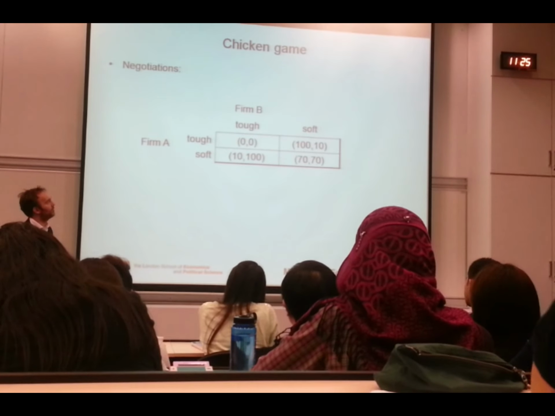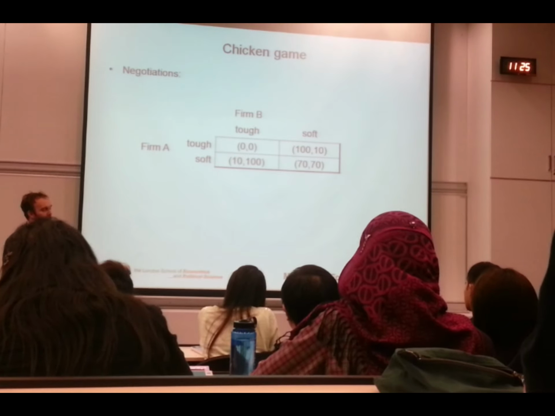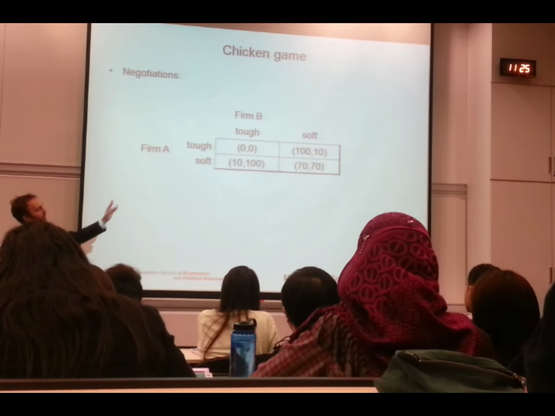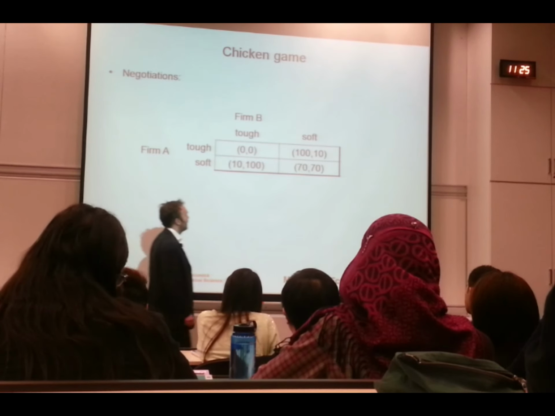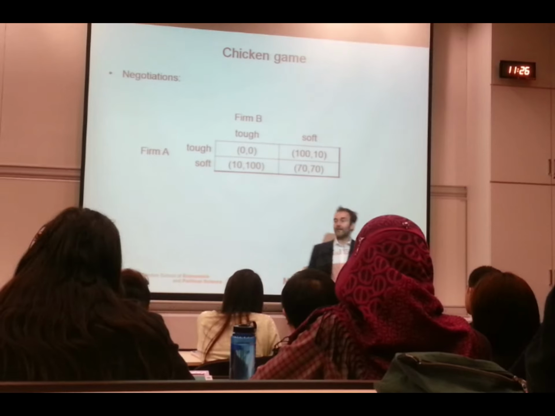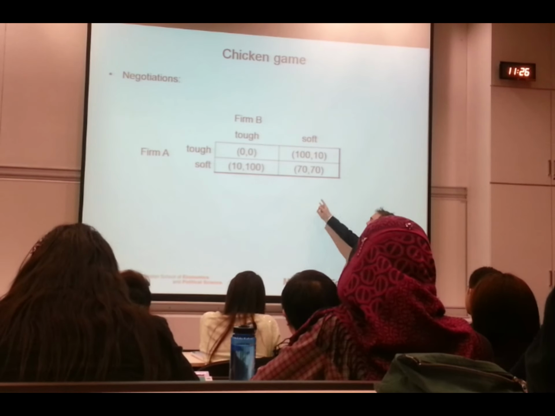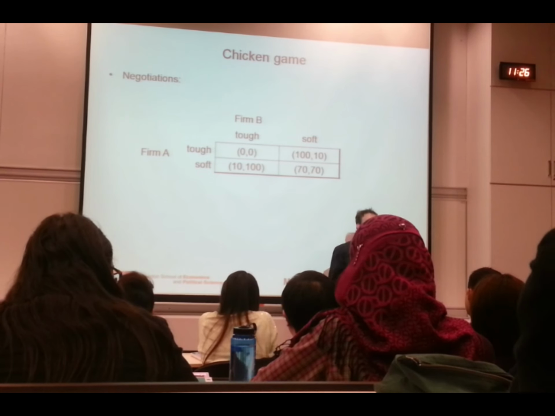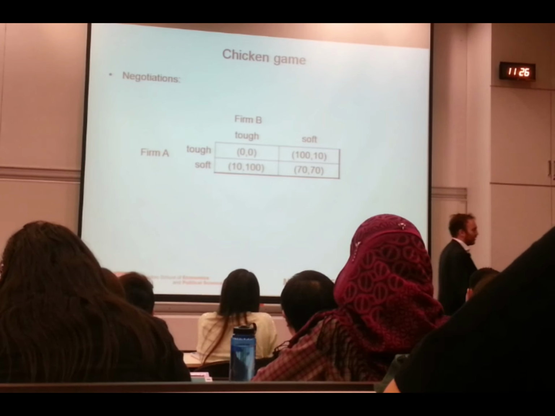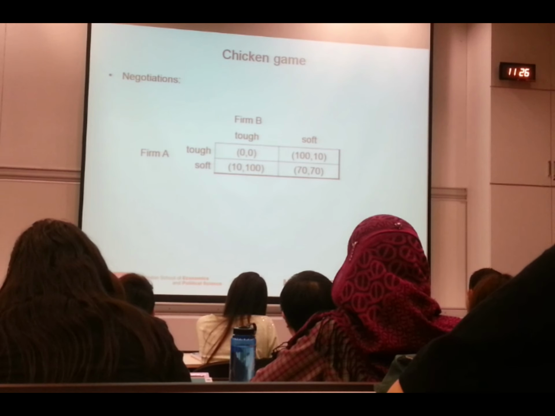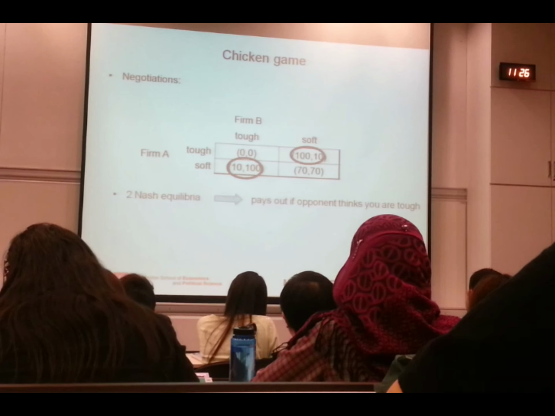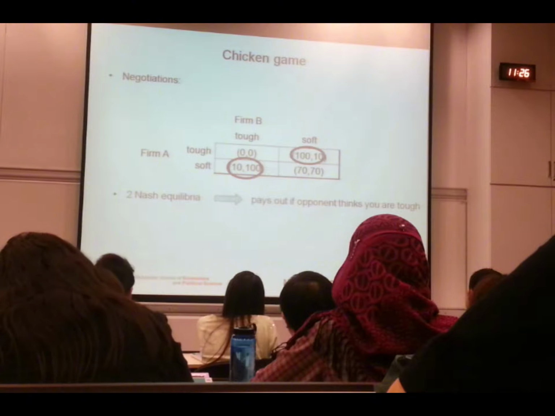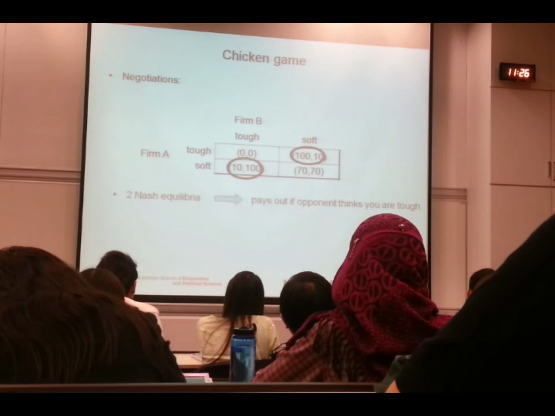So if firm B chose a soft negotiation strategy, they would be in the right column. Then firm A has an incentive to go tough, because tough gives them 100, soft gives them 70. So again, what we see here are two natural equilibria. And the two natural equilibria are that one firm plays soft and the other one plays tough, and vice versa.